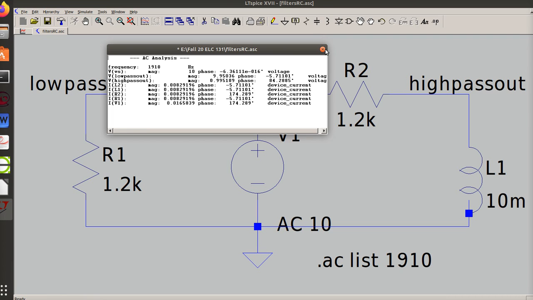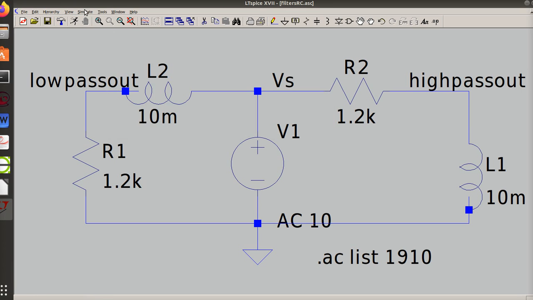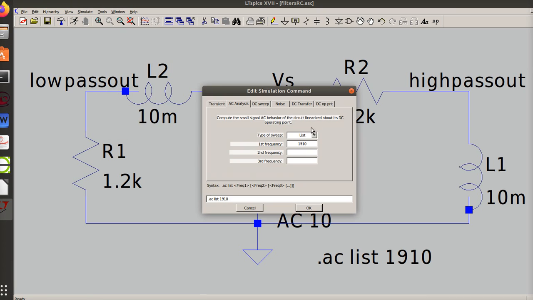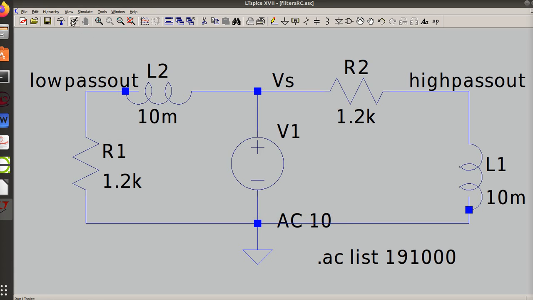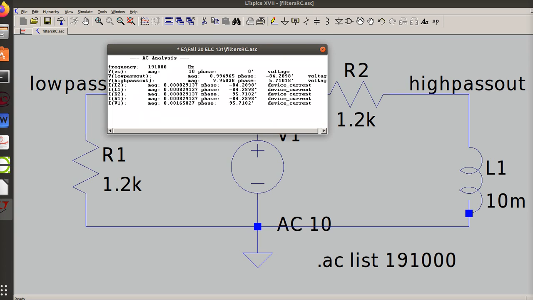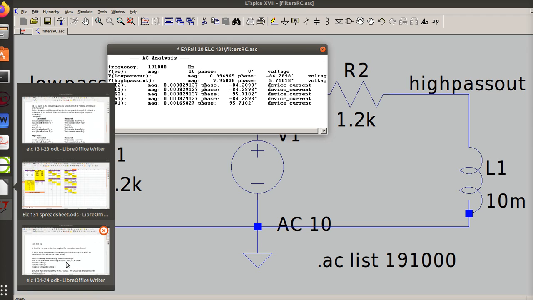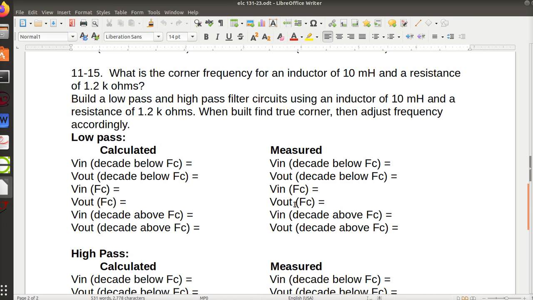If I go a decade above, then it should reverse. So I'm going to add 2 zeros. Okay, and then run it. And sure enough, it reversed. So my low pass is very low out. My high frequency is very high, almost 10. So that is low pass and high pass with an inductor and a resistor.